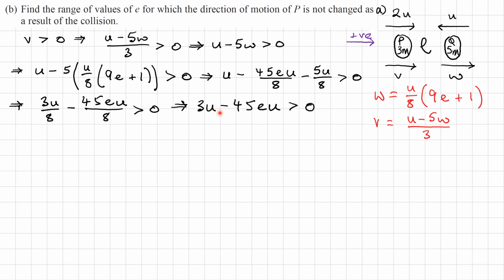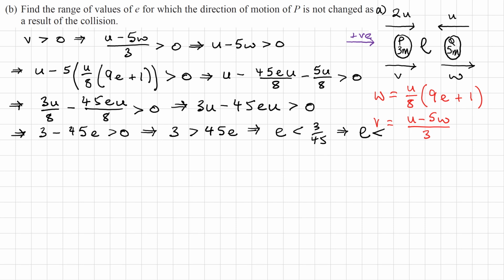Now I can divide both sides by U. Now the sign is not going to flip because U is positive, because the direction of U is positive. Remember, when I use this U here, I made it negative. So I'm dividing both sides by a positive number. So no need to flip the sign, as I'll get 3 minus 45e is greater than 0. So from there, I can add 45e to both sides. So 3 is greater than 45e. Then I'll divide both sides by 45 and flip it around as well. So I've got e is less than 3 over 45, and that simplifies down to e is less than 1 over 15.